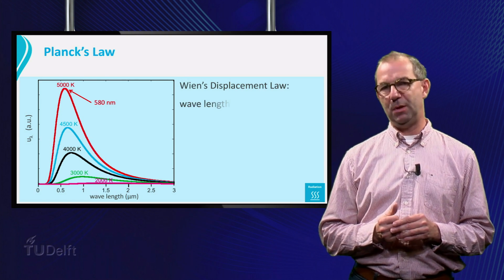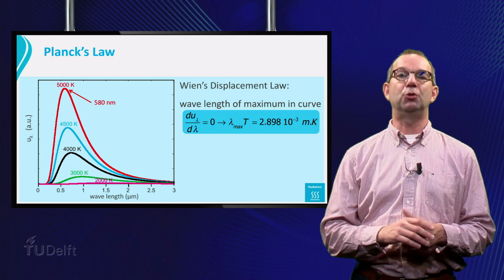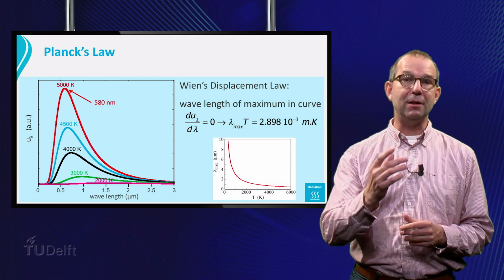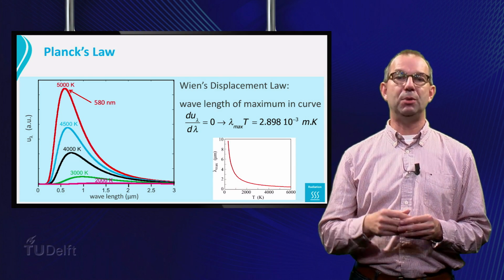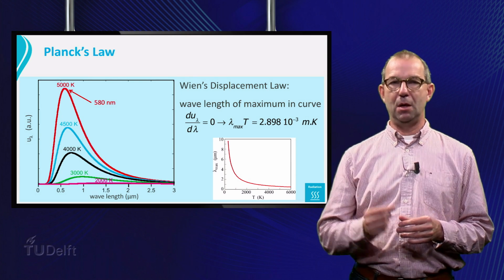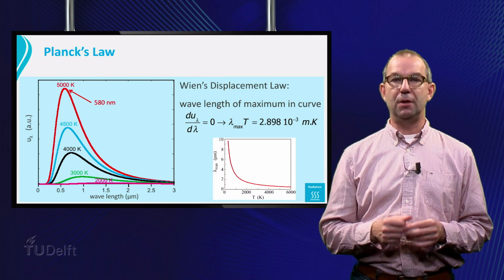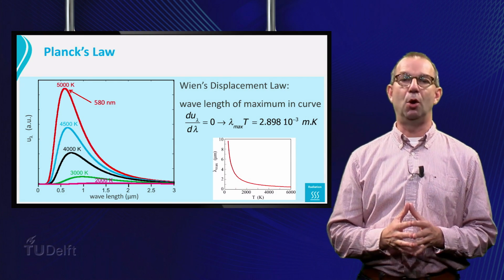The peak can be found by taking the derivative of the curve and setting that equal to 0. If you do that, you will find a simple relation between the temperature of the body and the wavelength of the peak. The product of the two is a known constant. This is known as Wien's displacement law.